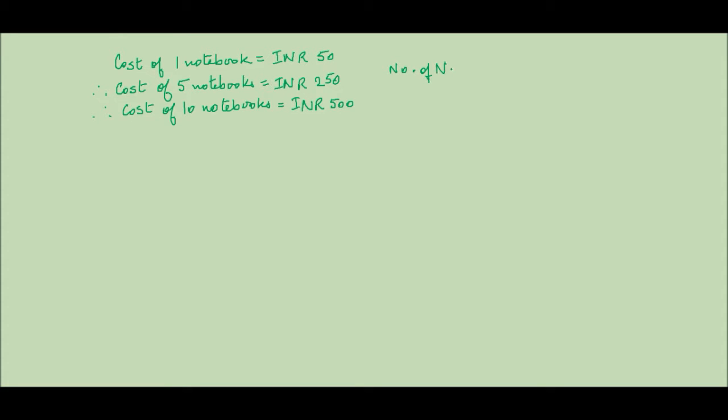Number of notebooks varies directly as the price, or is directly proportional to the price. This is a case of direct variation. Now let us take up an example which is a case of inverse variation.